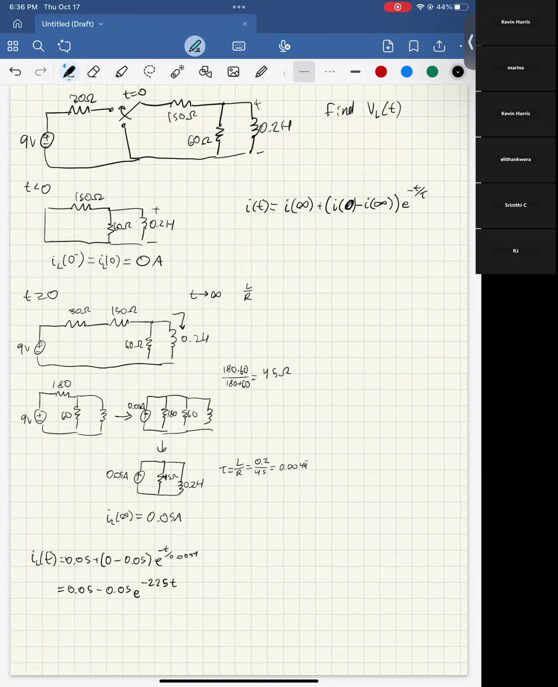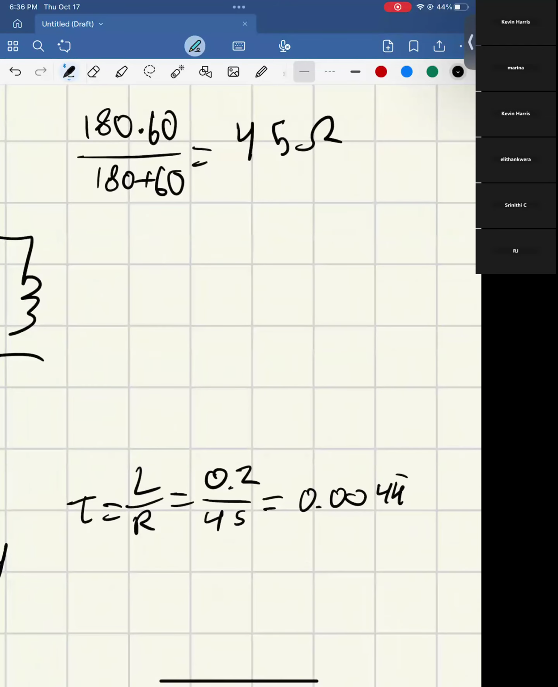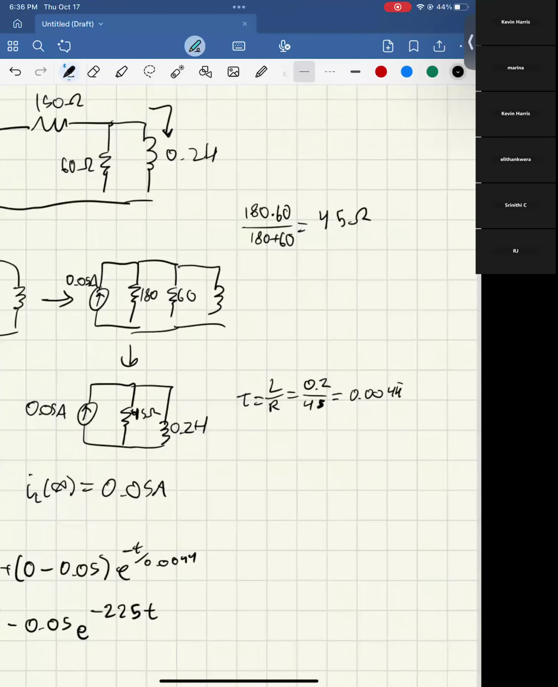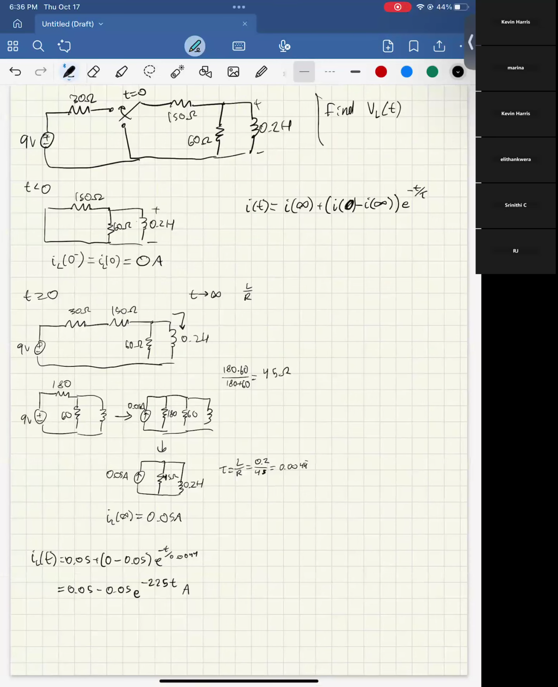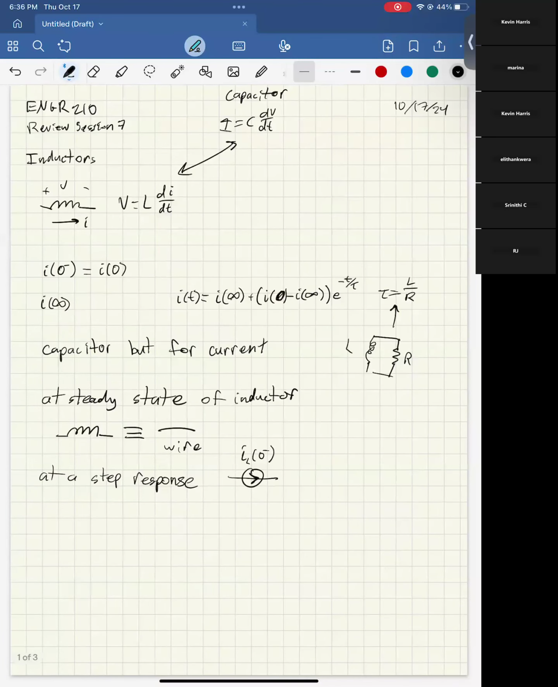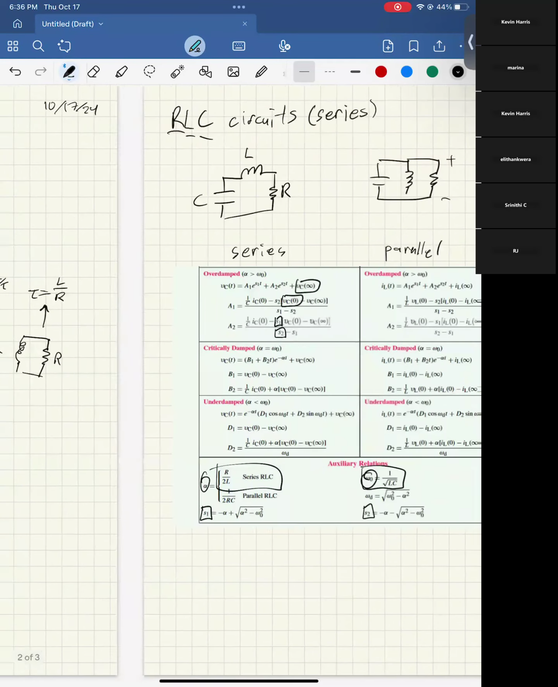Oh no, that's not 4s, that's a 45. Okay, yeah. So 45 over 0.2 is 225, and this would be amps. However, we want to find our voltage. And so we go back to our fun equation. That voltage is the inductance times di/dt.